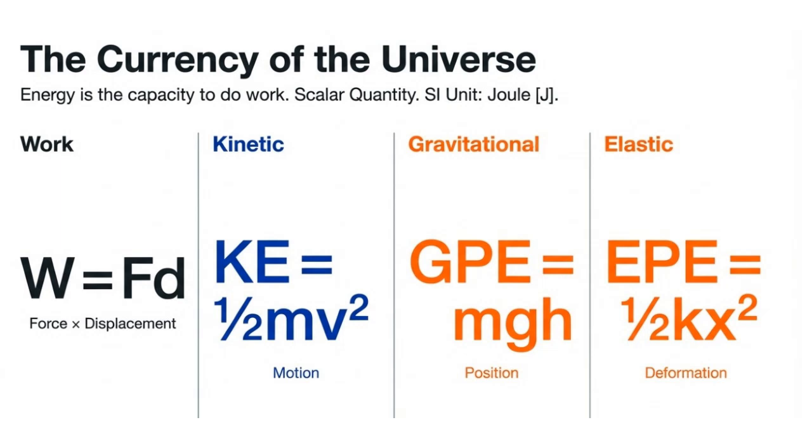gravitational acceleration, and height. And elastic potential energy, which is stored when objects are deformed, such as when a spring is stretched or compressed, and is given by half the spring constant times the deformation squared. Understanding these forms helps us quantify how energy is transferred or stored in physical processes.